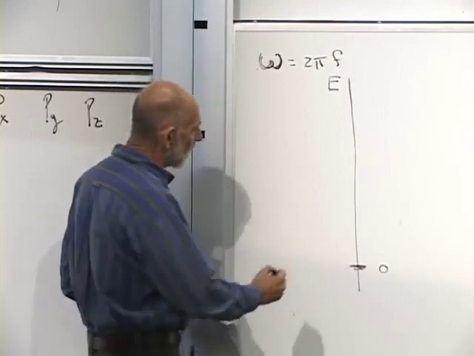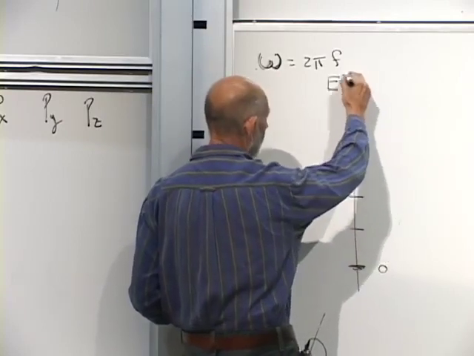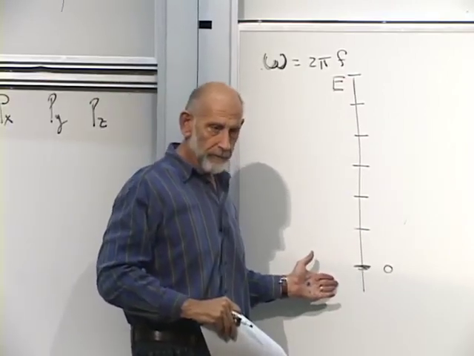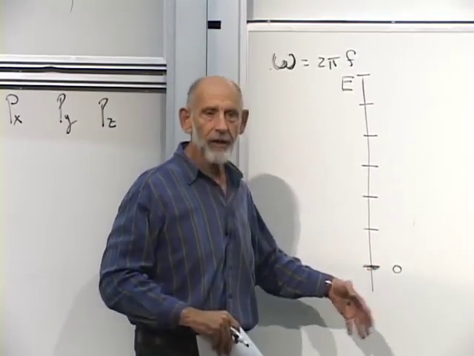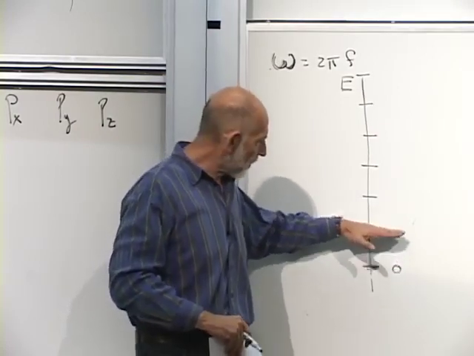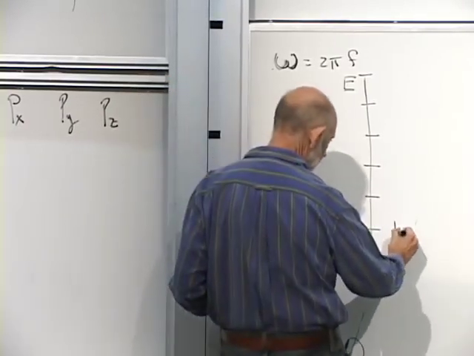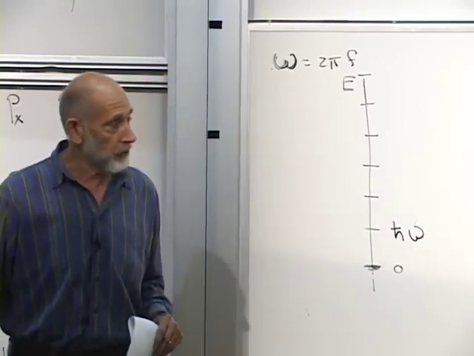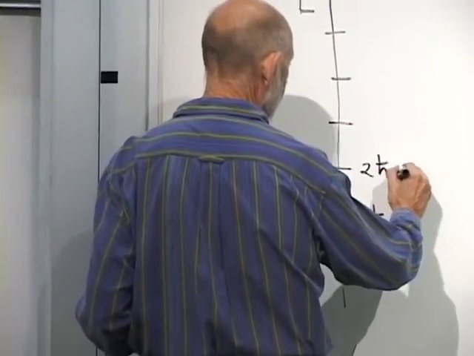The quantum mechanical oscillator has discrete integer units of energy. If we call the lowest energy 0, sometimes it's appropriate to call the lowest energy not quite 0, but we can define the lowest energy to be 0, then what's the next energy level? H bar omega. The same formula as the energy of a photon of frequency omega. What's the next one? 2 h bar omega.